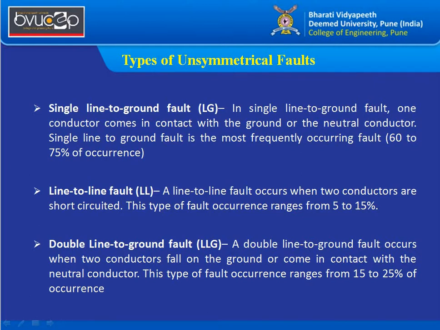That is going to be the major contribution. We can say it is the most occurring fault in the power system. Second is the line to line fault. A line to line fault occurs when two conductors are short circuited. This type of fault is in the range of 5 to 15%. This is the probability, or the percentage contribution, of the faults which can occur in the power system.